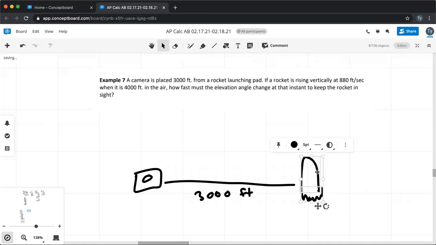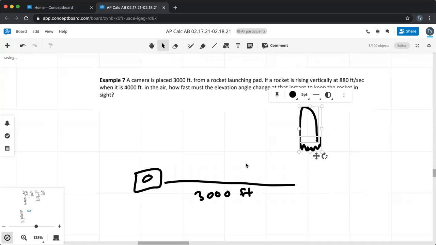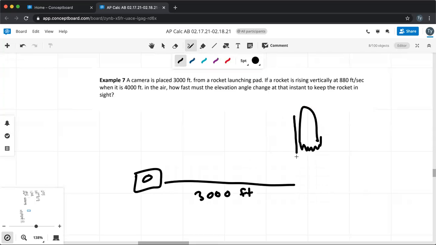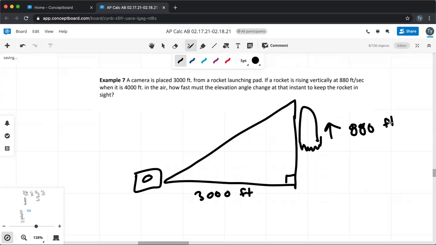Oh, that's not what I meant to do. There we go. And now we're at 4,000 feet in the air. So we have this nice triangle. It's a right triangle because it goes vertically upwards. And the rocket is increasing at 880 feet per second when it's 4,000 feet in the air.